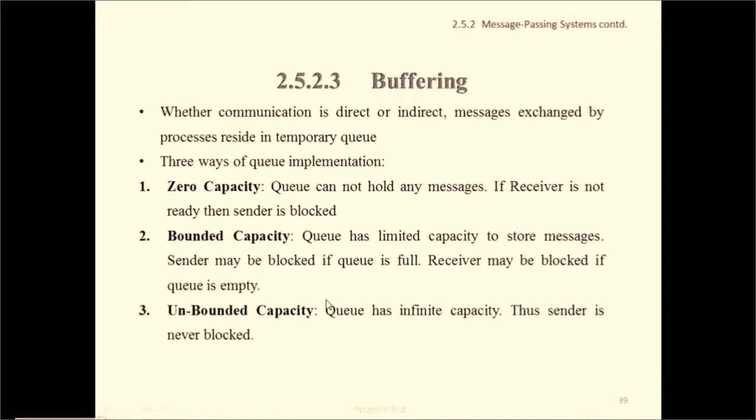Buffering. You need buffering whenever communication happens, but buffering may or may not be provided. Whether communication is direct or indirect, messages exchanged by processes reside in a temporary queue. There are three ways of queue implementation. Number one, zero capacity. The queue cannot hold any messages. Obviously, the capacity is zero. So if the receiver is not ready, then the sender is blocked. If there is no buffer, by default it becomes synchronous blocking.